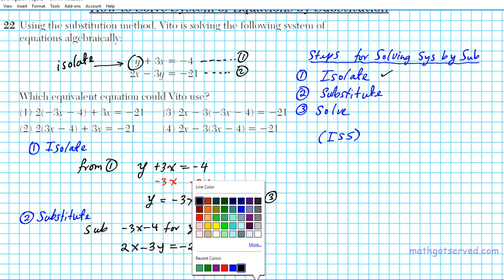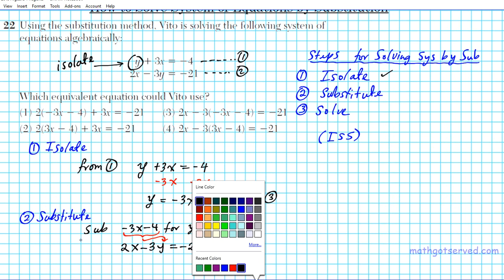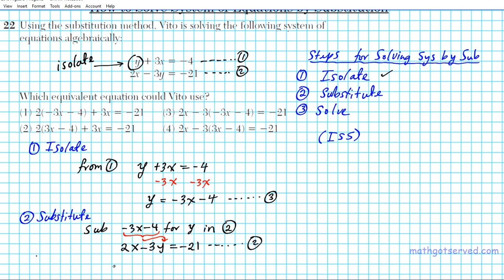To do that, we take -3x minus 4 and plug it into the y spot in equation 2. What results after that? When we execute that step, we're going to have 2x minus 3, and instead of y, we replace it with the y value that we got from equation 1, which is negative 3x minus 4, equals negative 21.